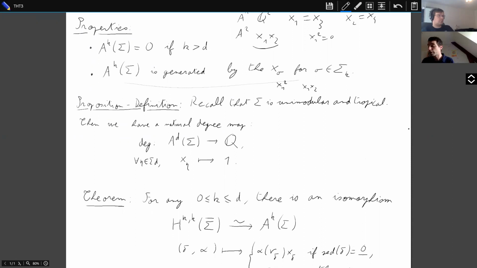Okay, so now Poincaré duality for sigma can be defined because if sigma is unimodular and tropical, then you have a natural degree map, which maps x_eta to 1. In fact, you have x_eta, which is equal to... this is not true, sorry. Okay, so this is well defined. You can map x_eta to 1.